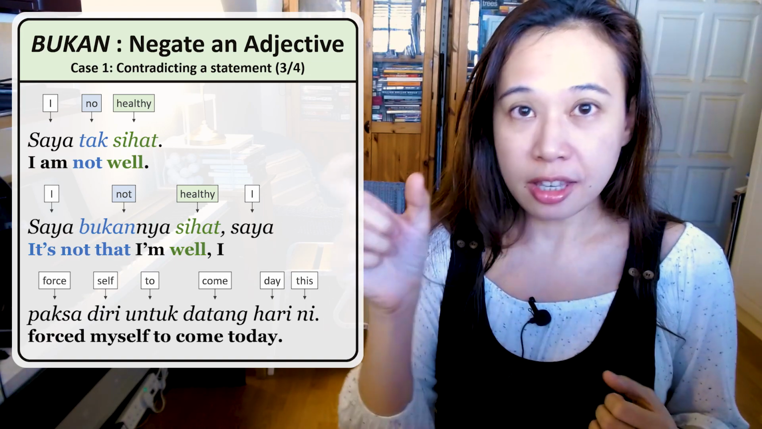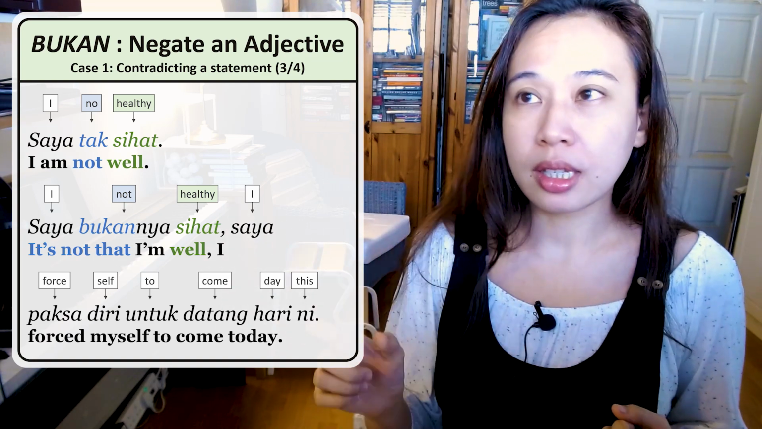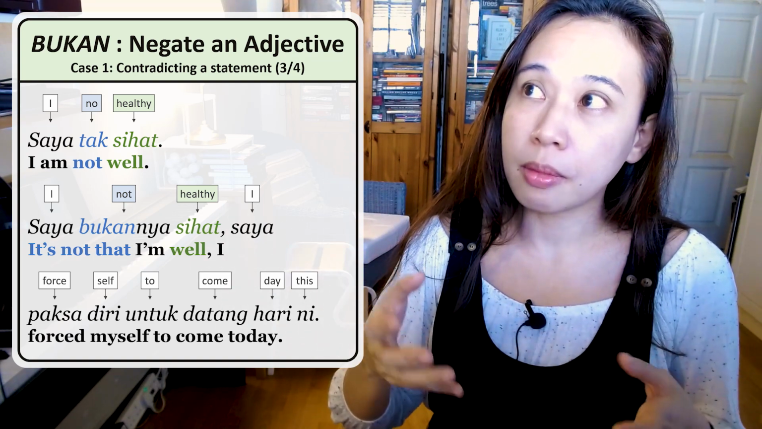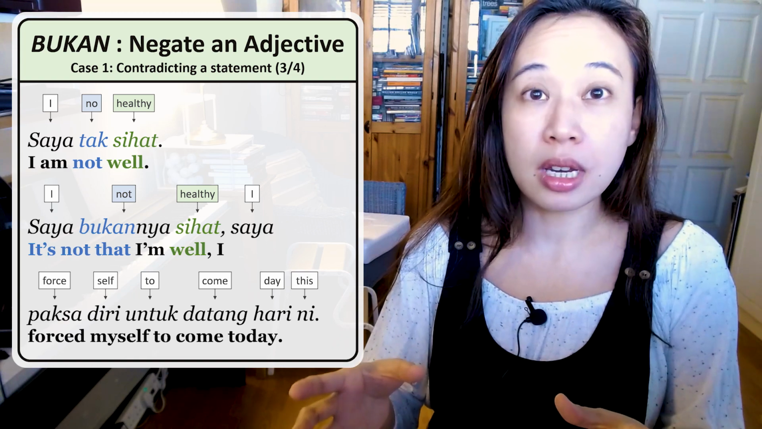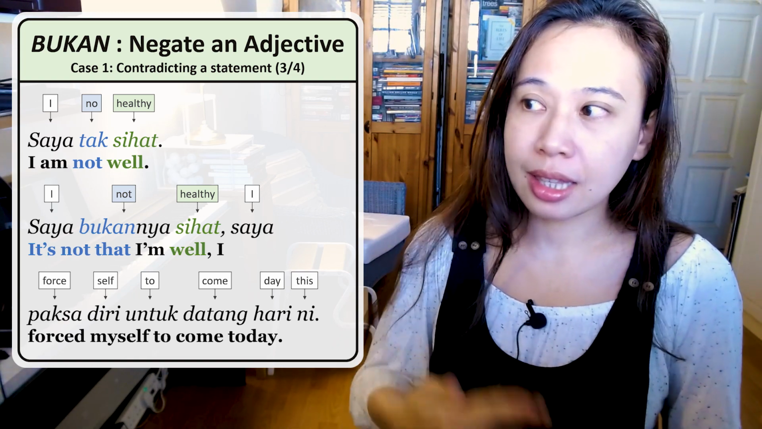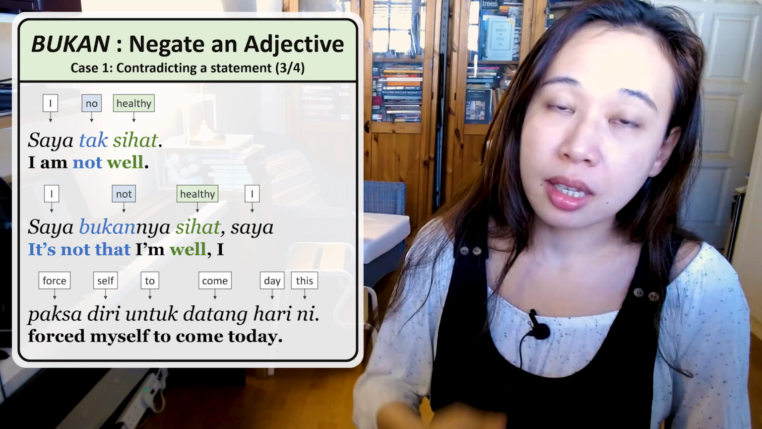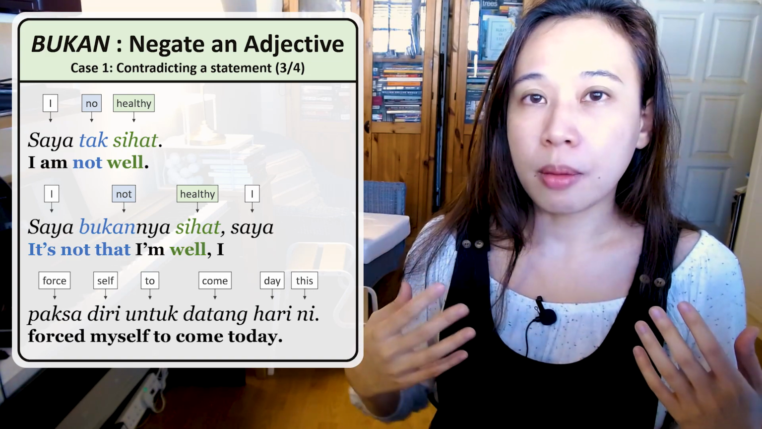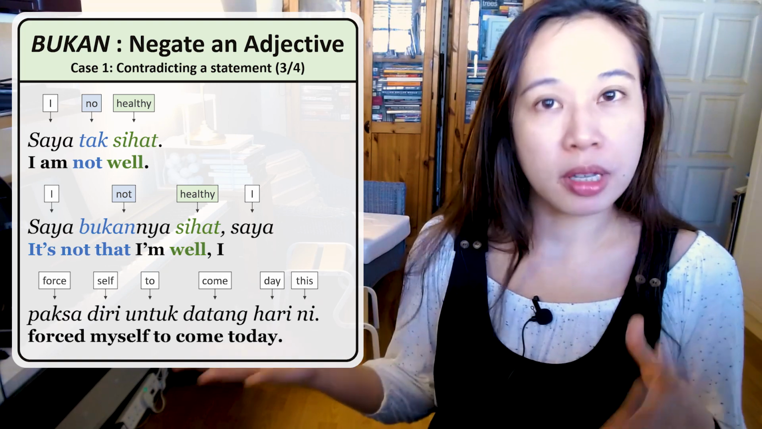And you can see the nya there, bukannya. So in this case, nya functions as something to strengthen the meaning. So when you say saya bukannya sihat, the sentence has more impact. Instead of saying I'm not healthy, I force myself to come today.